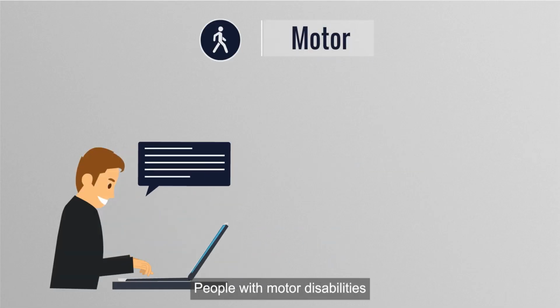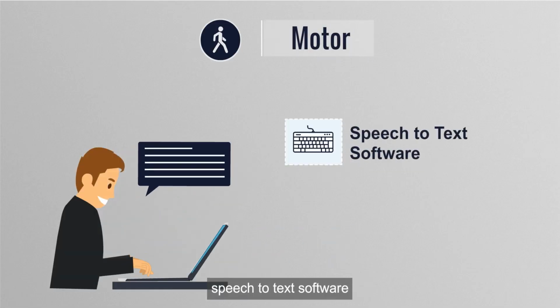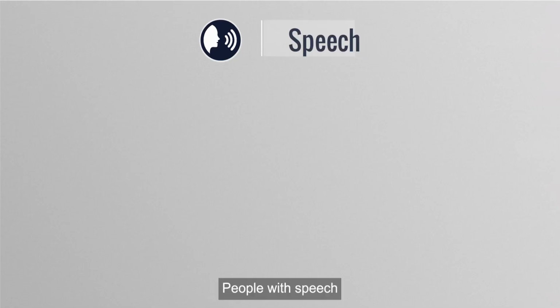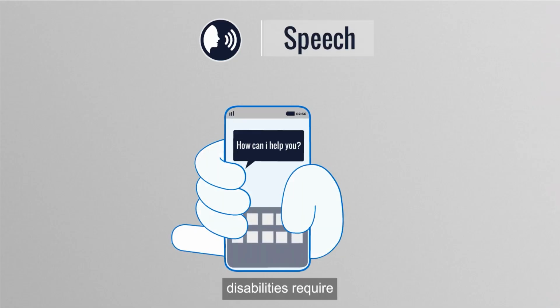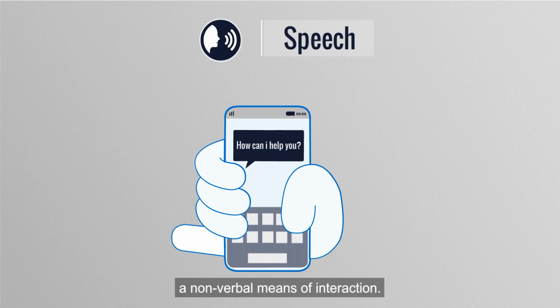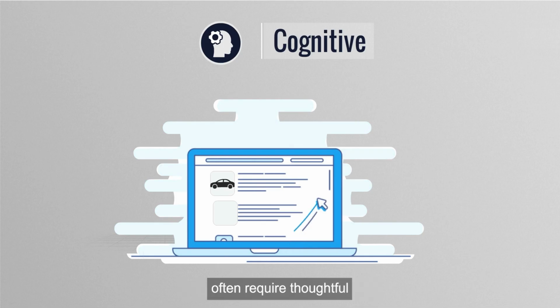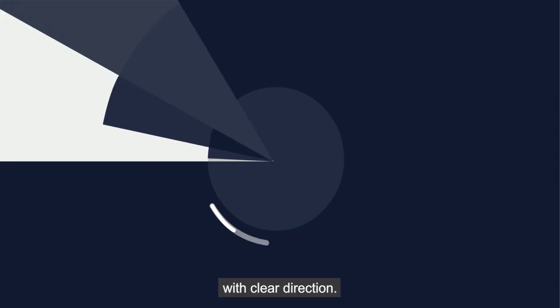People with motor disabilities might require speech-to-text software or keyboard-only interactions. People with speech disabilities require a non-vocal means of interaction. And finally, people with cognitive disabilities often require thoughtful and organized layouts with clear direction.